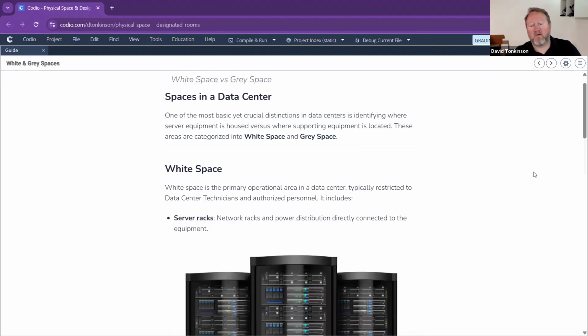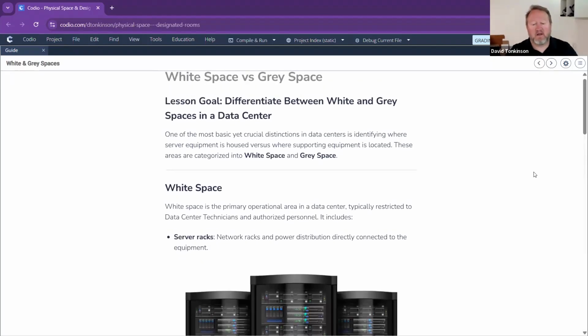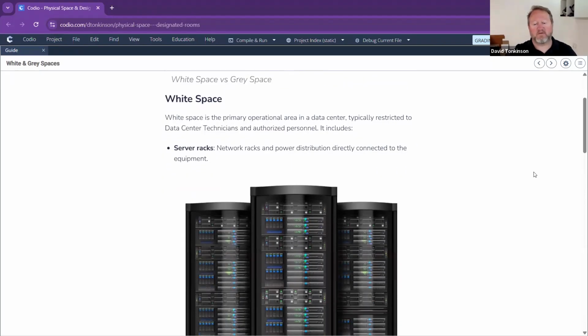So let's kick off then. White space and grey space. As I said the other day, we talked about red, yellow and green spaces, which were about what is where in terms of safety and security. This is really about what lives in what space. So let's cover the white space first.